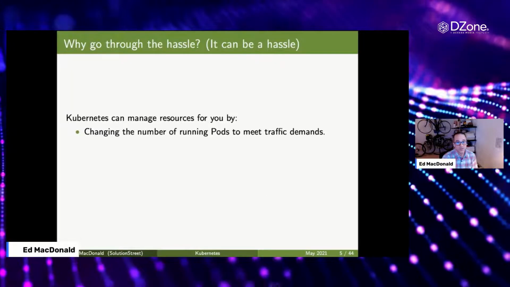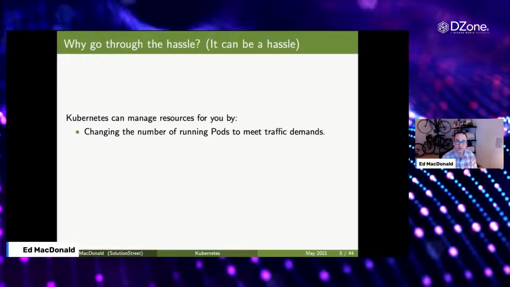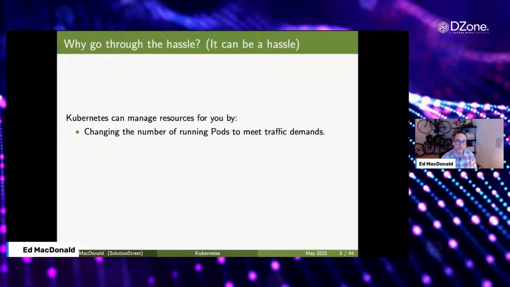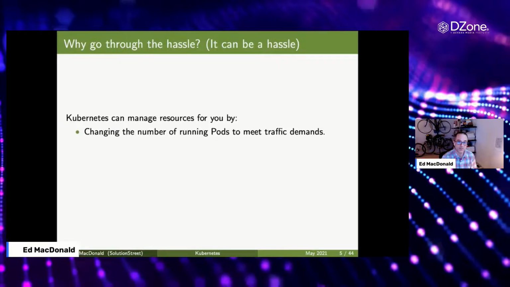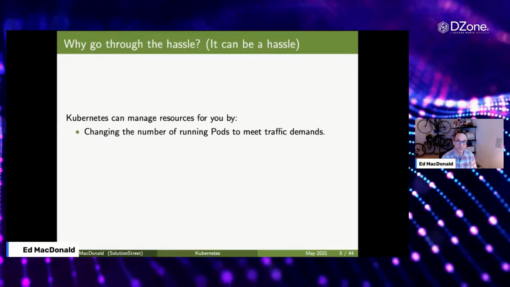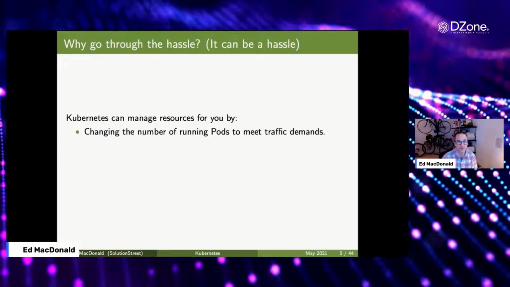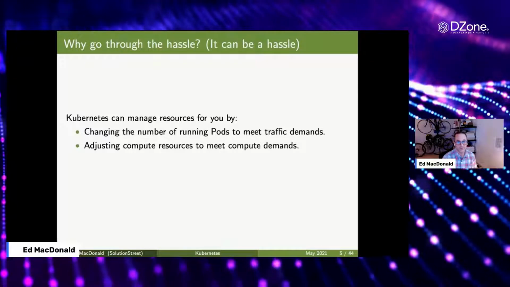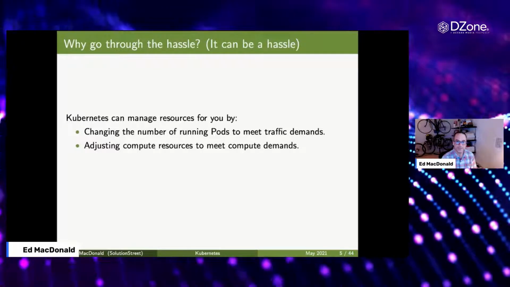Well, first, Kubernetes can manage resources for you by changing the number of pods to meet traffic demands. So that's what we mean by horizontal scaling. As more customers come to your website, Kubernetes will automatically handle starting new pods to handle the traffic, and it will automatically load balance traffic to these pods. It can adjust compute resources to meet demands.